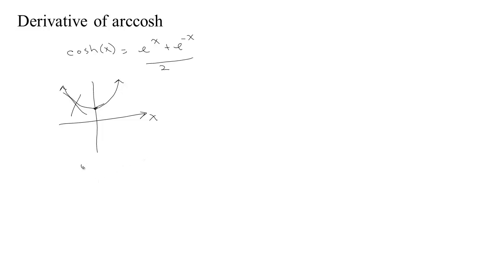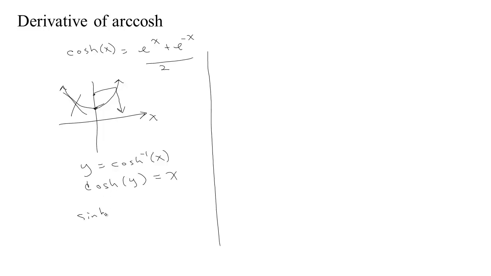So suppose y is the arccosh of some number. So we're thinking that we have some value here and we undo the cosh to get back this number. That would mean that the cosh of y is equal to x. Okay, let's take the derivative of both sides with respect to x. The derivative of the cosh is the sinh.